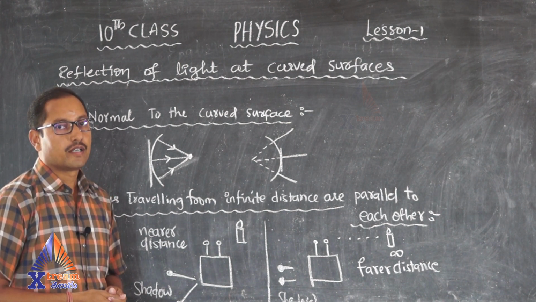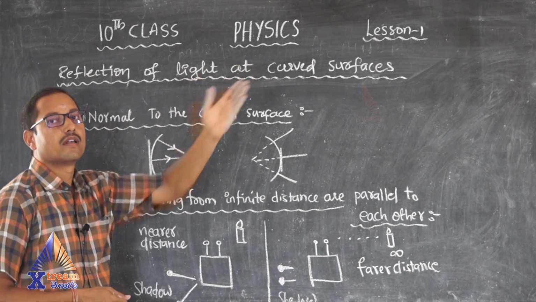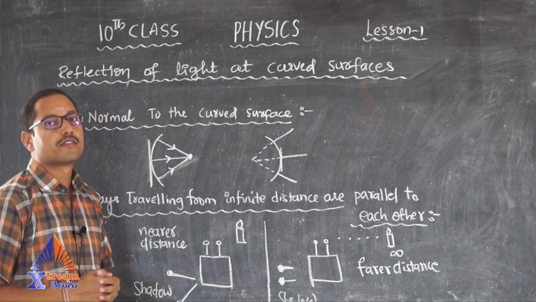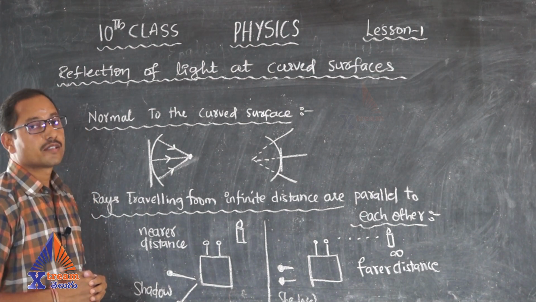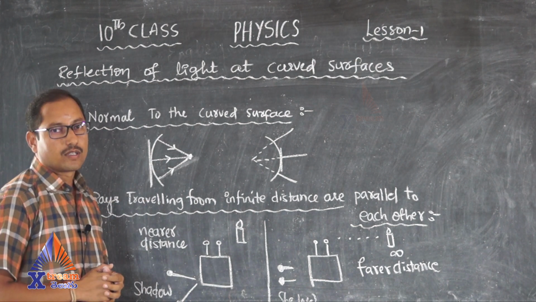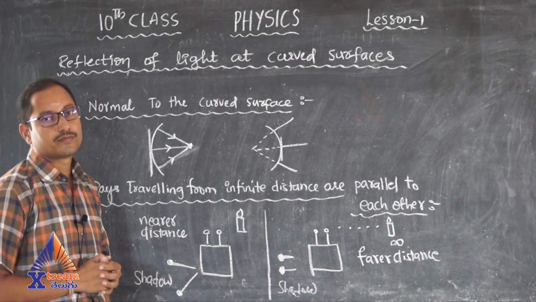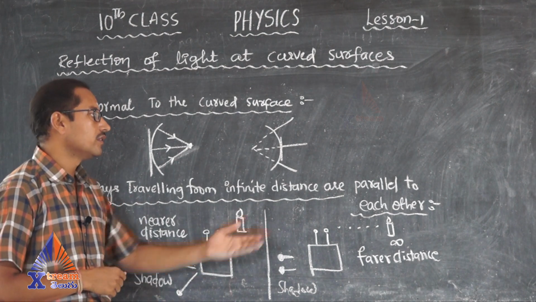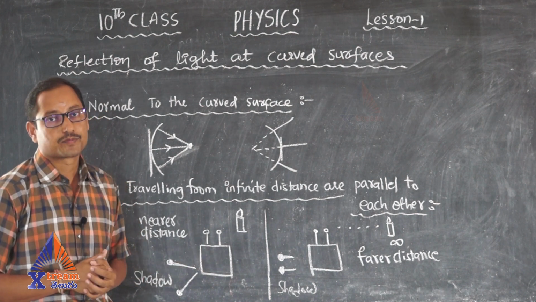Our topic in this video is 10th class physics lesson number 1, reflection of light at curved surfaces. The topic is here: what is normal and how the normals are to be determined for curved surfaces, and what is the nature of the light rays which are traveling from a very large distance, say from infinity.